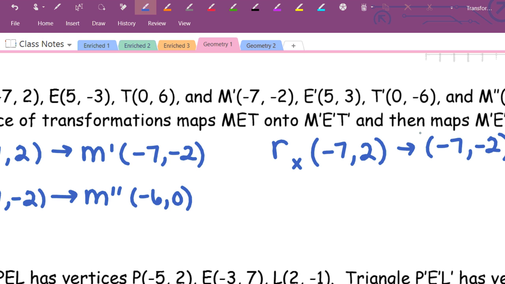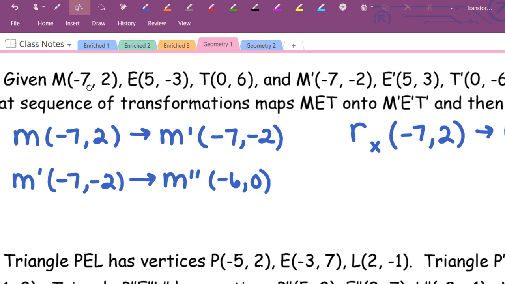Great. How do I go now from M prime to M double prime? And that same process is going to have to apply for the other points as well. We've gone through, and just so we're clear, we can talk about rotations, reflections, translations, and dilations.